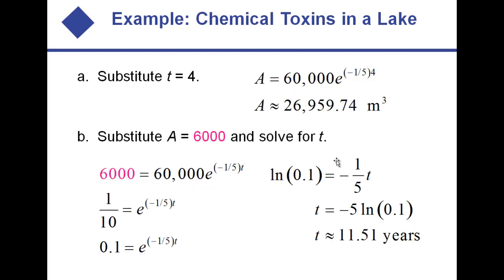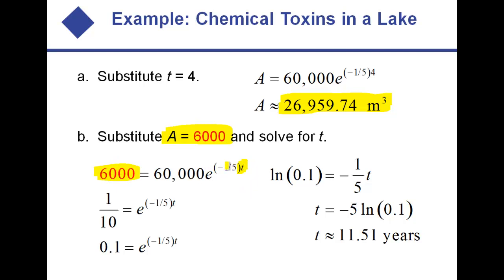Part A wanted us to just simply figure out how much was left after 4 years. So you simply put in t equals 4, very simple math, plug it into a calculator, and you get about 27,000 cubic meters, a little less than half. Now the other one seems trickier, but it's still pretty easy. They just want to know what time will reduce the level down to 6,000. So a level of 6,000 just means A equals 6,000, and we're now solving for t as the unknown.